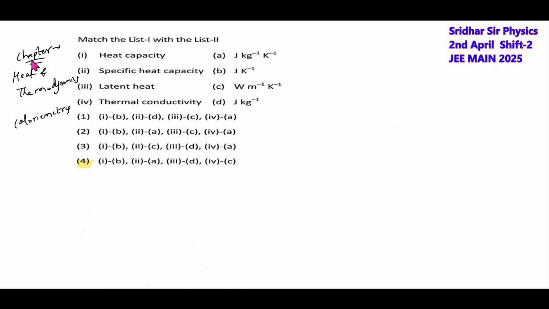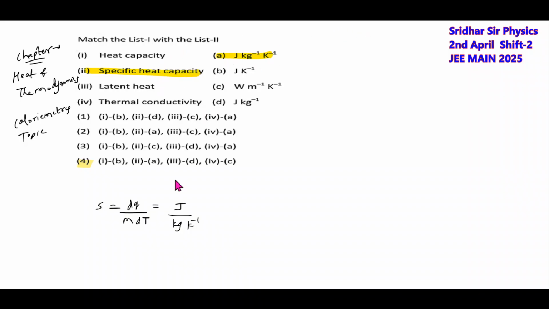The second question is based on the chapter Heat and Thermodynamics. The subtopic is calorimetry. The question asks you to match each quantity with its particular SI unit. First, we'll start with the specific heat capacity. We define specific heat as dQ by m dT. This will be joule per kg per Kelvin. That is specific heat.